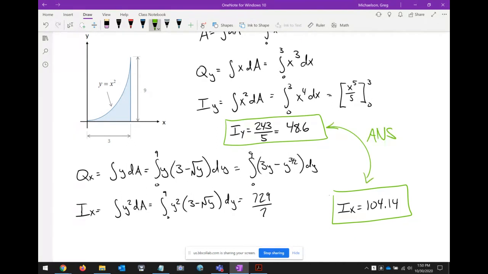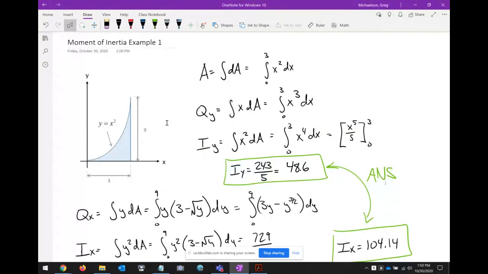If you compare this number to this number, you can see that the shape is clearly stiffer in one direction than it is in another. It's not exactly correct, but it's pretty close. The shape is much taller than it is wide. It's definitely a shape that's longer in one direction than in another. So it makes sense that the moment of inertia about the x-axis is higher than the moment of inertia about the y-axis.